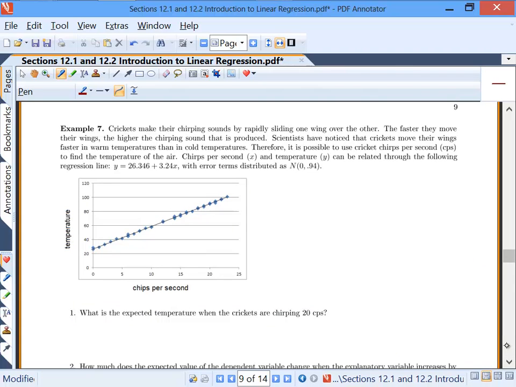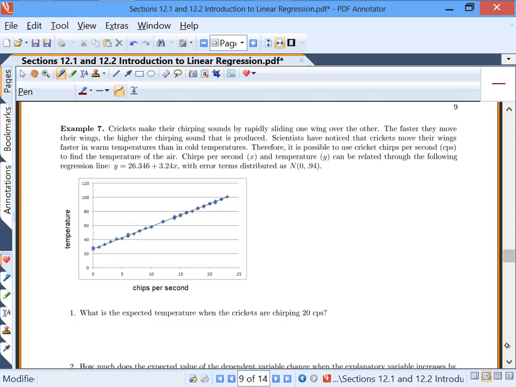So here's our example. This is why we watch the movie. Crickets make their chirping sounds by rapidly rubbing one wing over the other. The faster they move their wings, the higher the chirping sound that is produced. Scientists have noticed that crickets move their wings faster in warm temperatures than in cold temperatures. Therefore, it's possible to use the cricket chirps per second to find the temperature of the air.